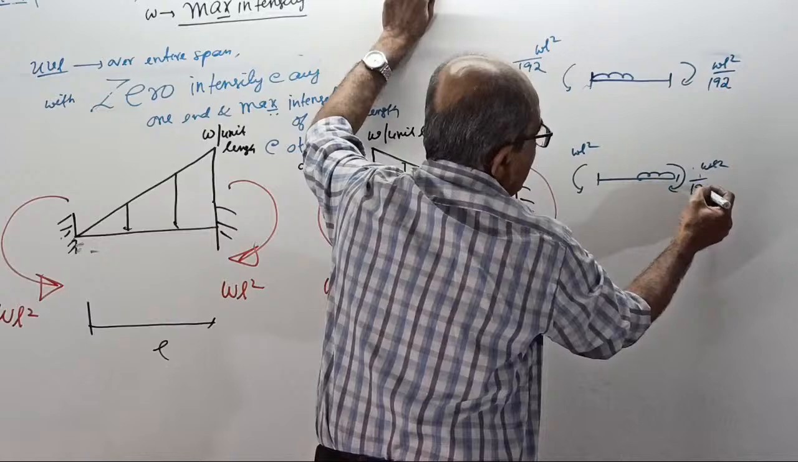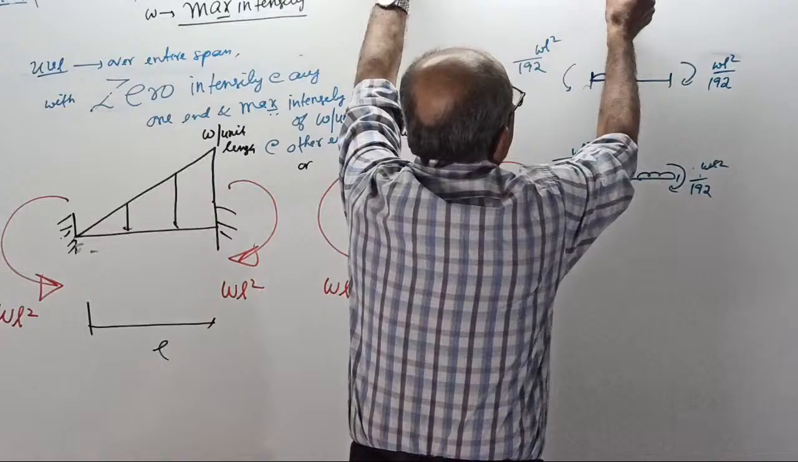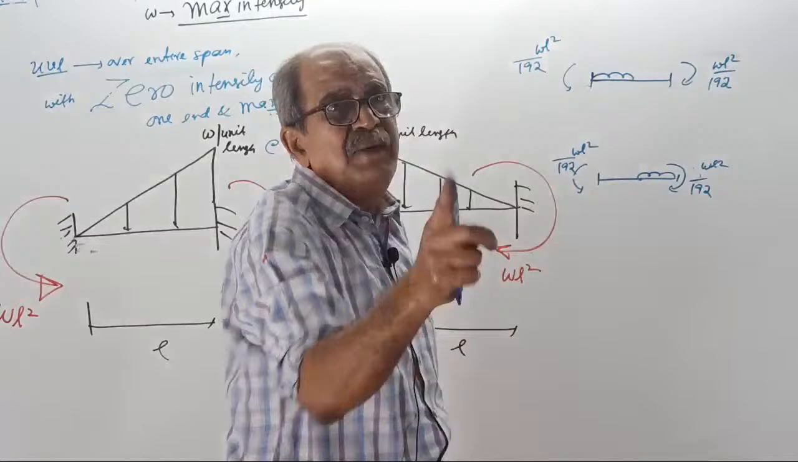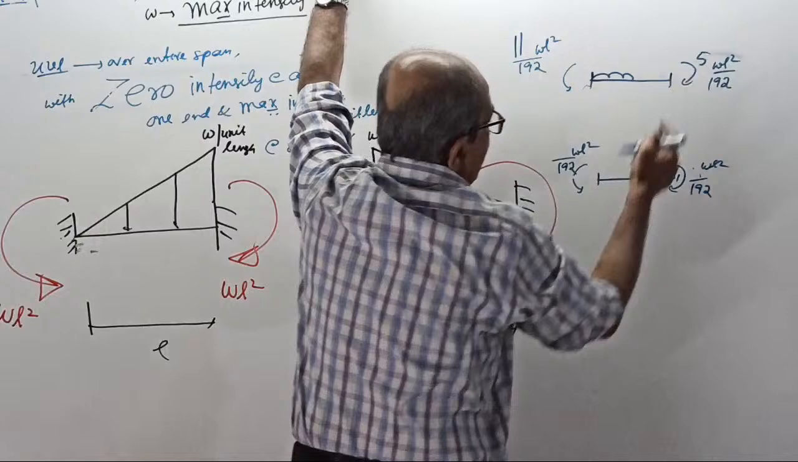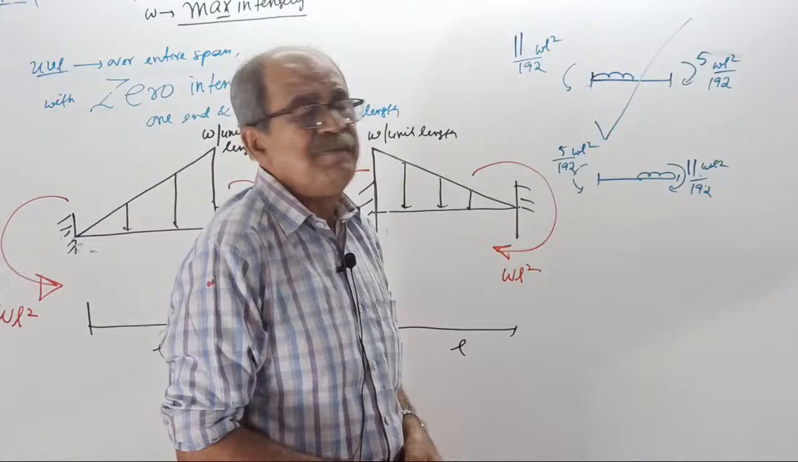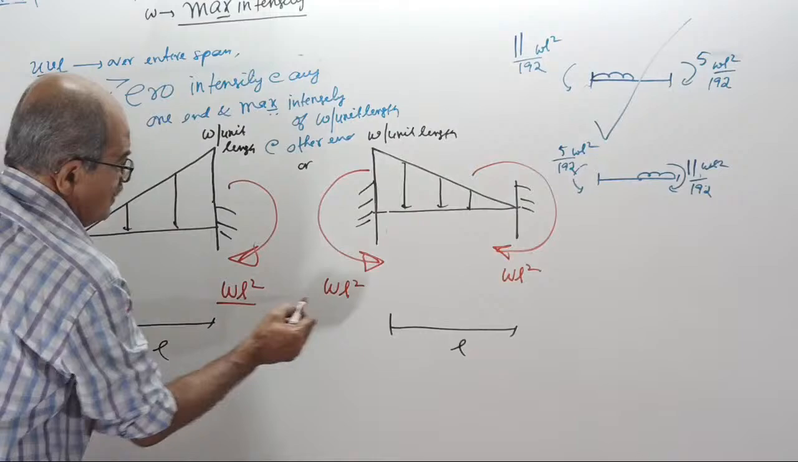Multiplied by one of the numbers, 11, the other is 5. Now, load is more severe here, so more bending. Where load is severe, FEM will be more. Therefore, 11 here, 5 there. Already over. Same way for UVL, a multiplying number is not there. Remember, it is only a dividing number.